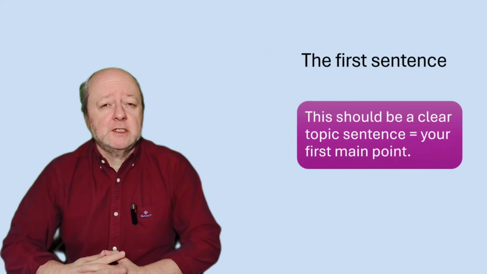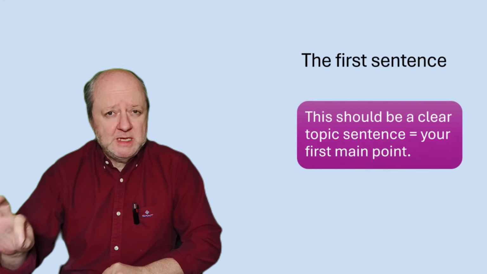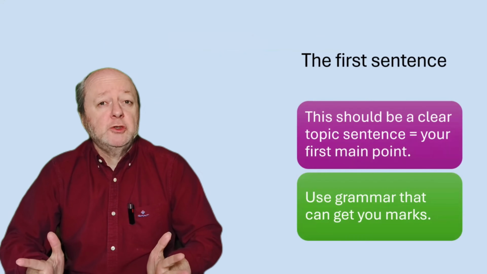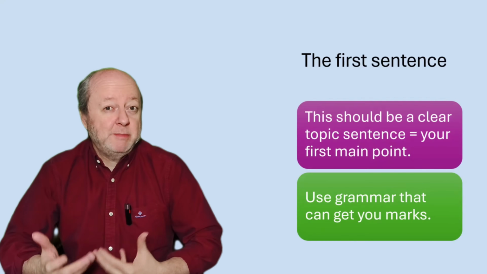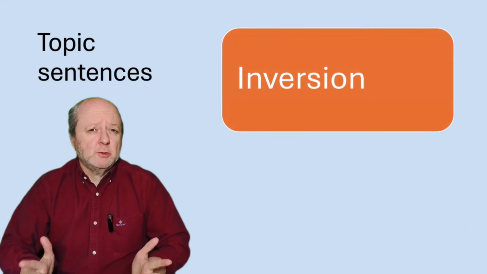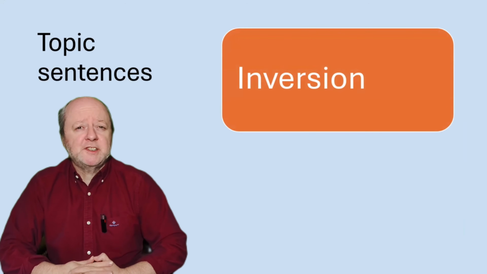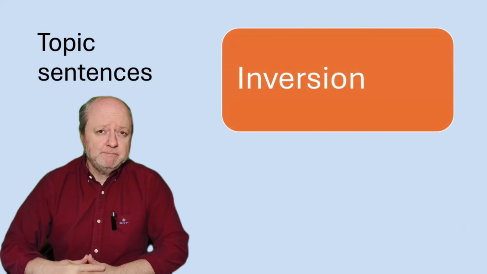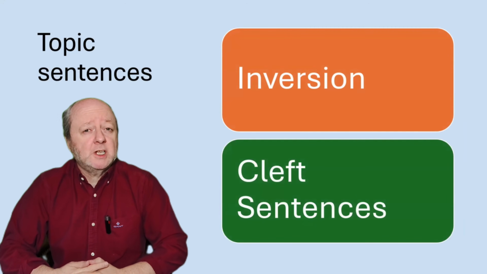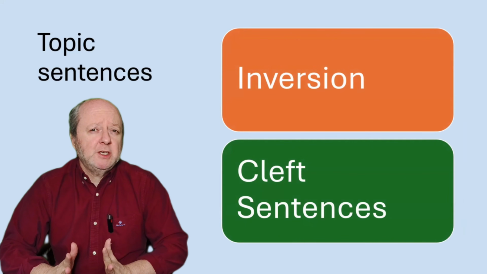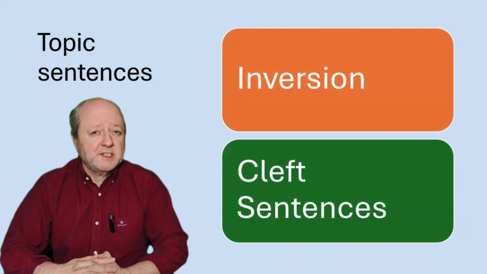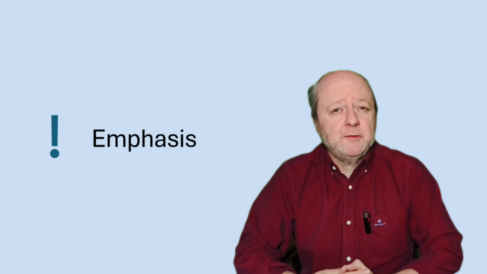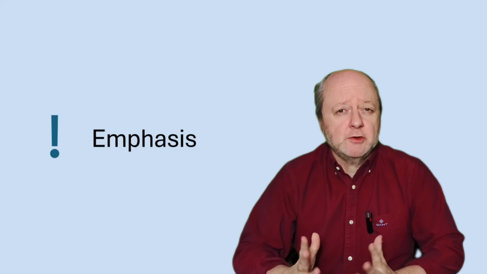This topic sentence should make your main point immediately and clearly. And while you do that, you want to use good grammar that will get you better marks. That good grammar is what we're looking at today, and the first one I'm going to suggest is inversion, and the second one is called cleft sentences. Both of these can be used throughout your writing, but are particularly effective in your topic sentences. And what are they used for? They're used for emphasis. So you make your point strongly using this kind of grammatical structure.